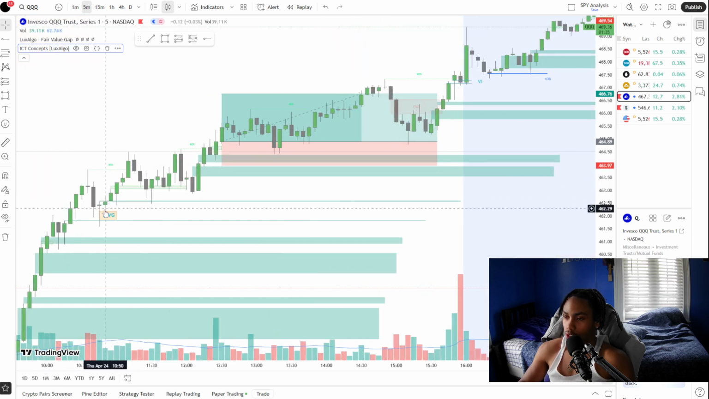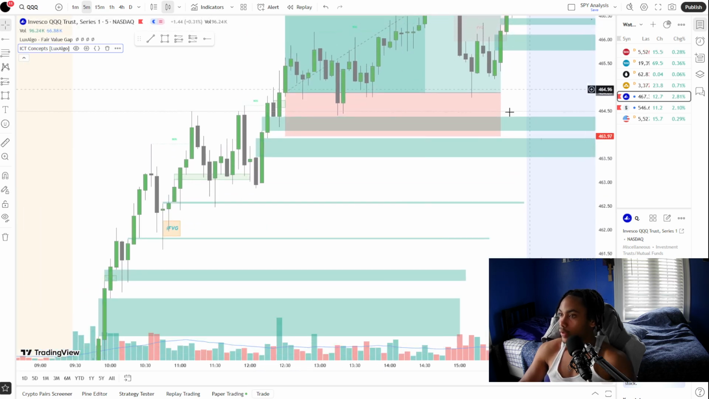As you can see right here, break of structure, fair value gap, price kind of respects it, but this is not really a nice fair value gap. I didn't like this fair value gap. That's why I did not take an entry on it. So boom, as you can see, price breaks structure right here. Boom, break of structure. And down here's a fair value gap.